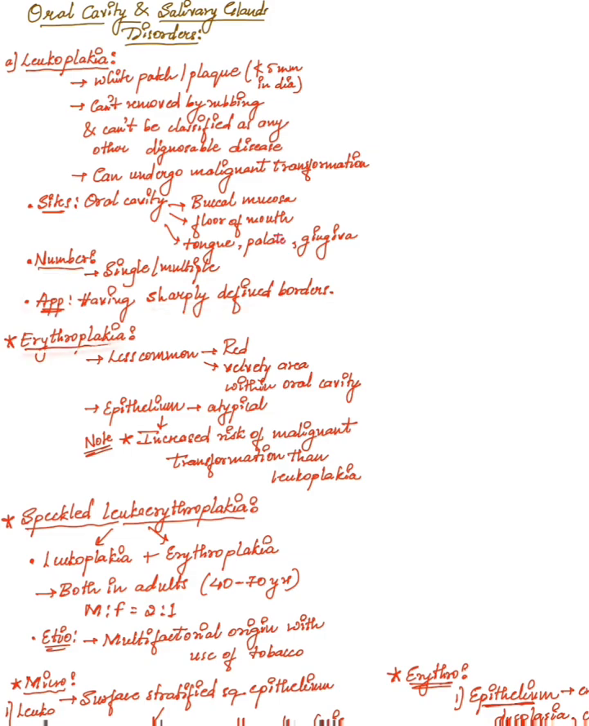So now coming to erythroplakia, it is less common. It is a red velvety area within the oral cavity. It has atypical epithelium. The most important factor is that it has an increased risk of malignant transformation than leukoplakia.